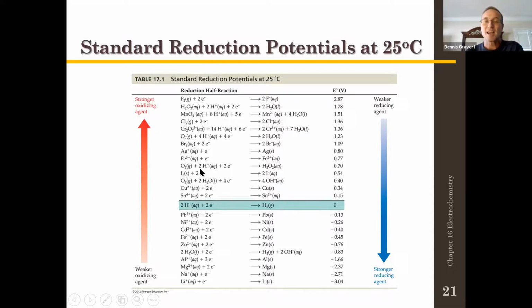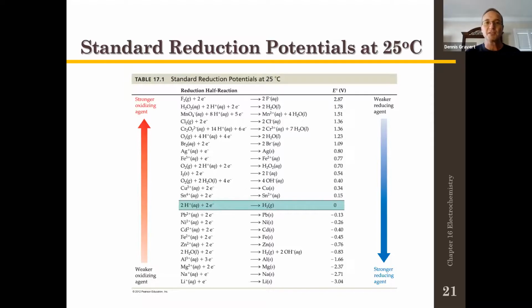Cool. More importantly are these red and blue arrows. So if you look at all the half cells, at the top is fluorine, F2, which really likes to grab 2 electrons to form fluoride ions. The half cell potential, the standard potential, is 2.87, the highest on the chart here.